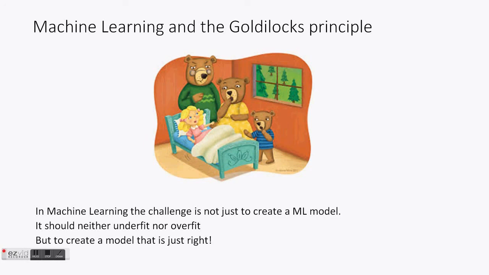If you remember that little fairy tale, Goldilocks felt the father's soup was too hot and the mother's soup was too cold, whereas the baby bear's soup was just right. Similarly, the father's bed was too long and the mother's bed was too wide, and the baby bear's bed was just right. So machine learning should neither underfit nor overfit. You should get to just the right fit, and that's where the challenge and the real caliber of good machine learning experts lie.